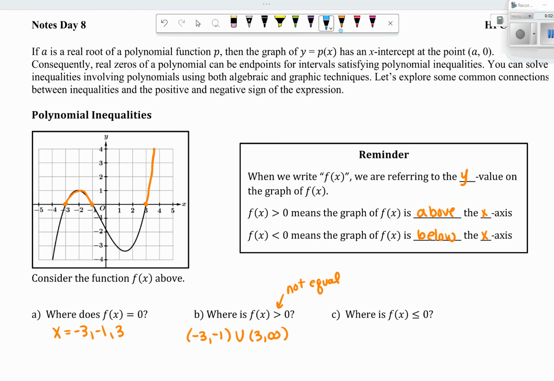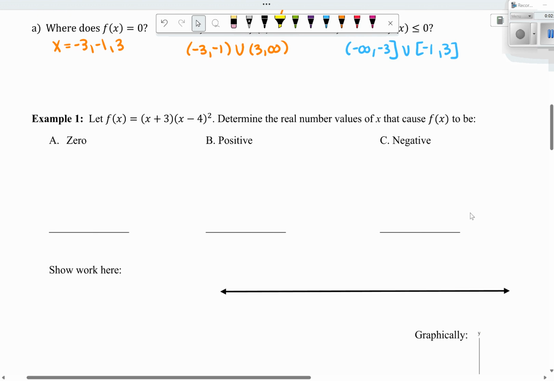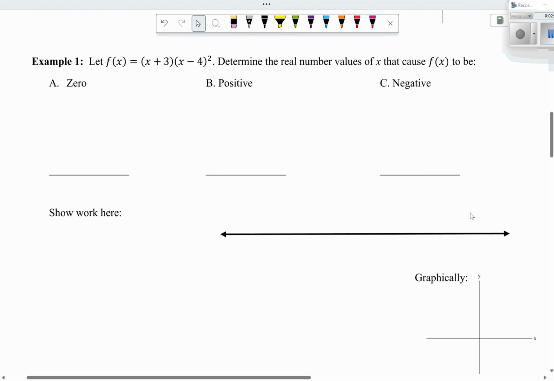Now it says, where is f of x less than or equal to 0? So here we can use those intercepts on our interval. That's where I just highlighted right there in the graph. So from -infinity to -3, bracket, union, bracket, -1 to 3, bracket. All right, so that's what it would look like when we are graphically looking at our equation. So next we're going to talk about thinking about the equation algebraically.